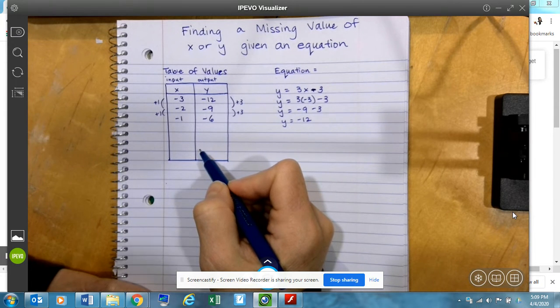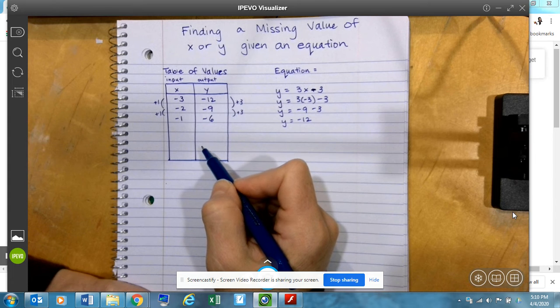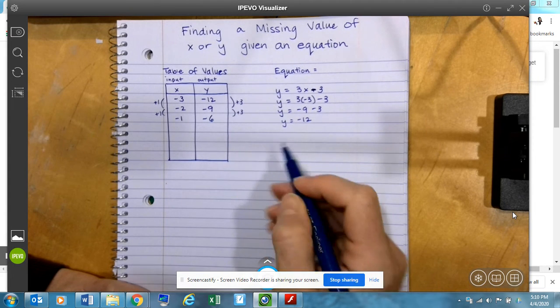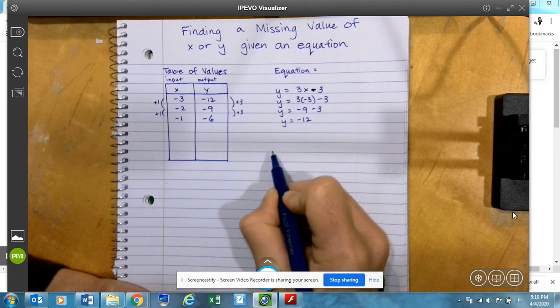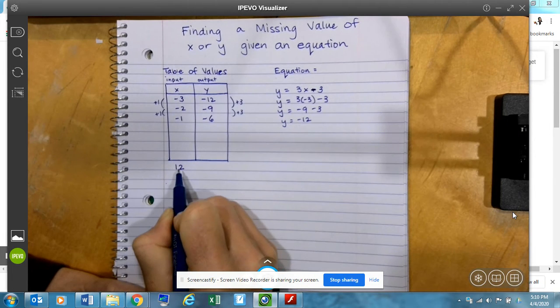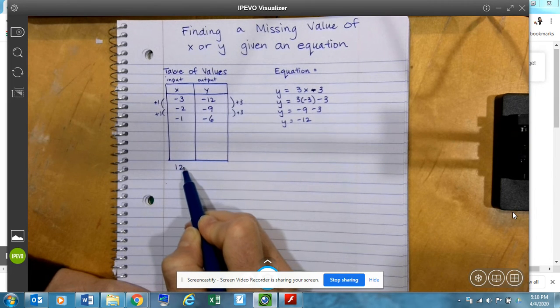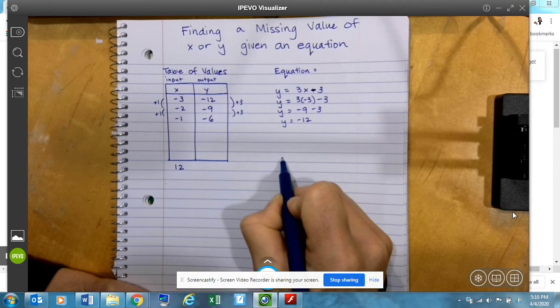However, sometimes it is not as time efficient as if you can just substitute. So let's say, for example, that we wanted to know what is y when x equals 12. So what we can do, instead of going all the way down this chart and filling it out till we see what the pattern is, we can simply take the value of x and input that into our equation.